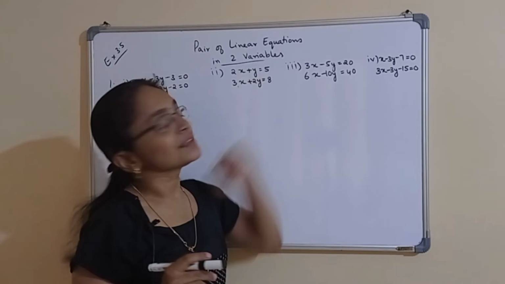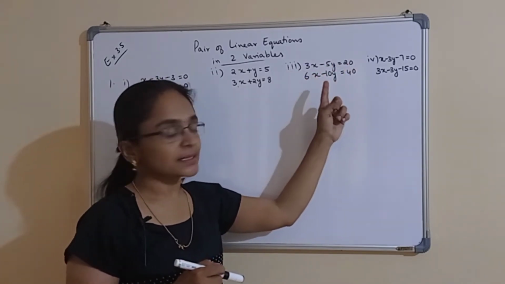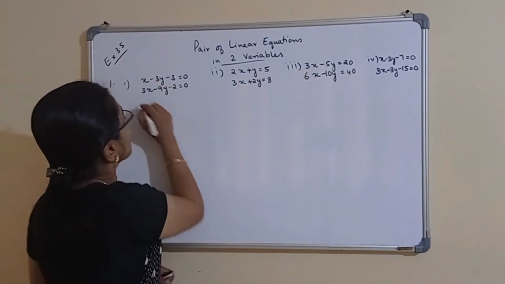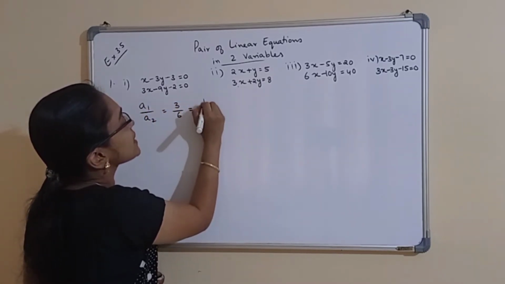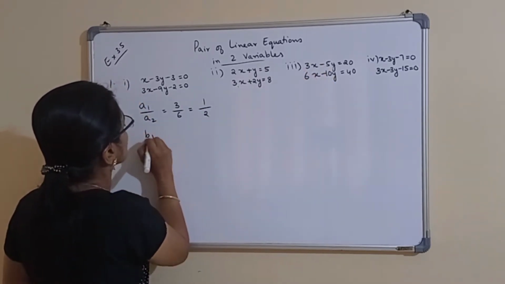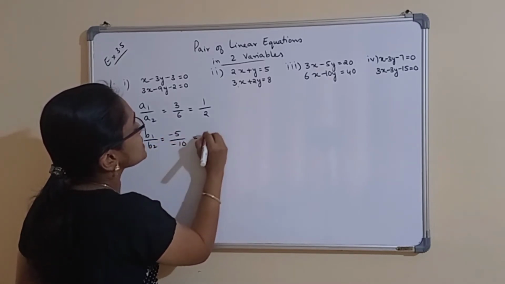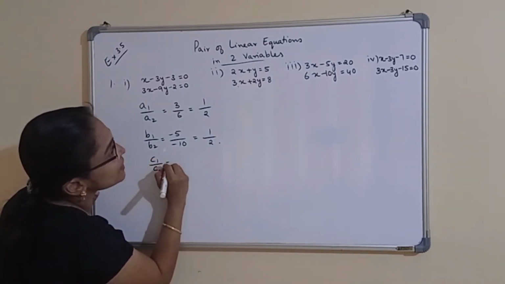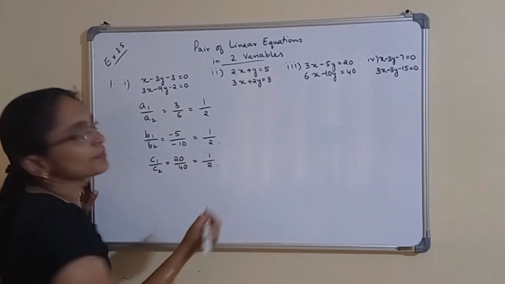Now, for this third one: 3x minus 5y equal to 20 and 6x minus 10y equal to 40. What is a1 here? 3, and a2 is 6. So, a1 by a2 is equal to 3 by 6, and it can be simplified as 1 by 2. And b1 by b2 is equal to minus 5 by minus 10, which is equal to 1 by 2. Now, what is c1 by c2? c1 by c2 is equal to 20 by 40, which is also equal to 1 by 2.